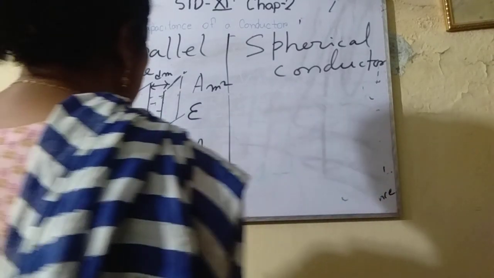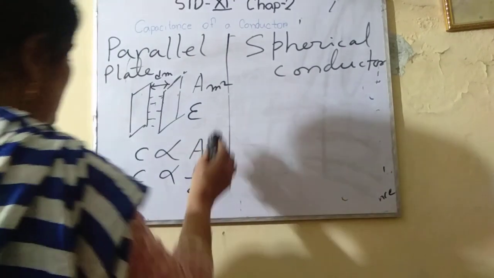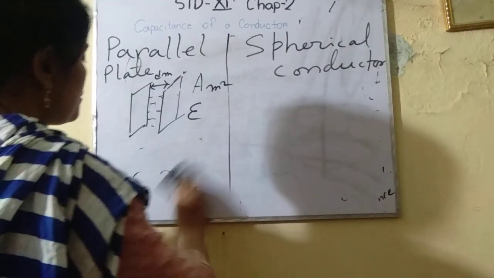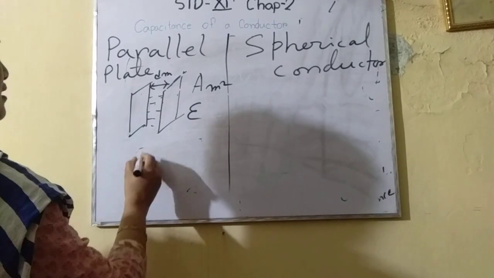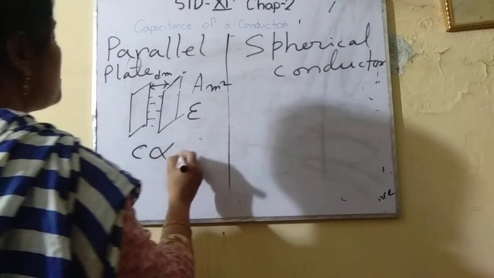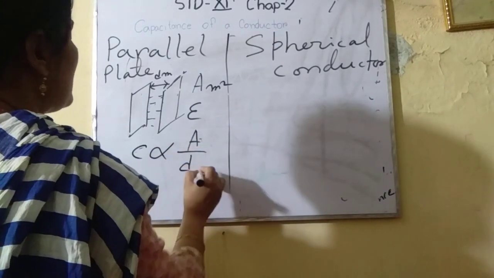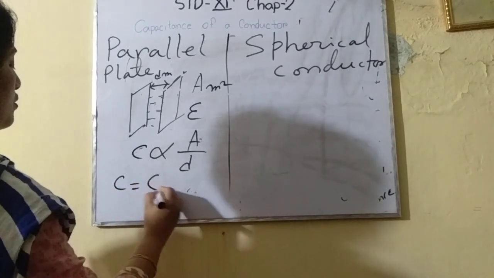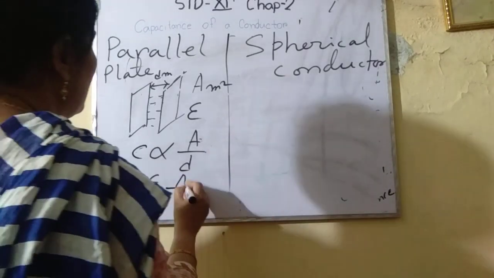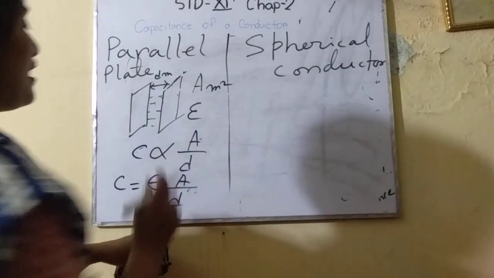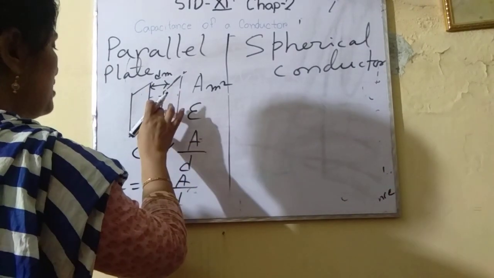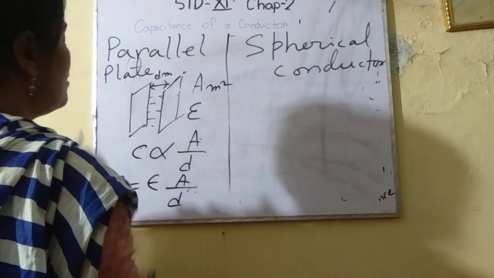So by combining these two equations, what can we write? C is proportional to A and C is inversely proportional to d, so C is proportional to A by d. C equal to epsilon A by d. Epsilon is the permittivity of the medium between the parallel plates.